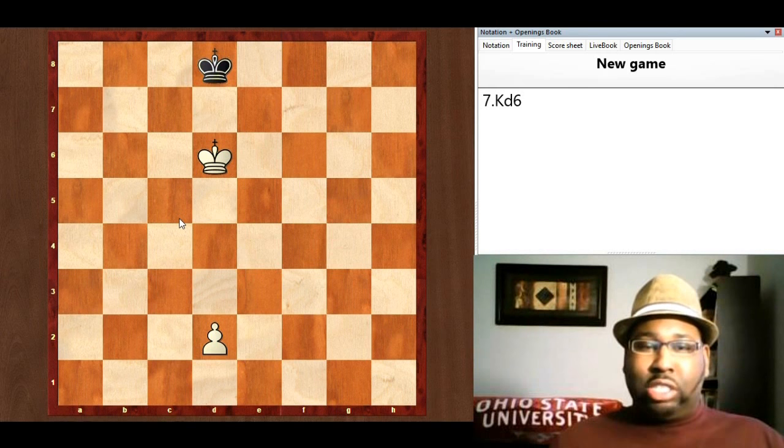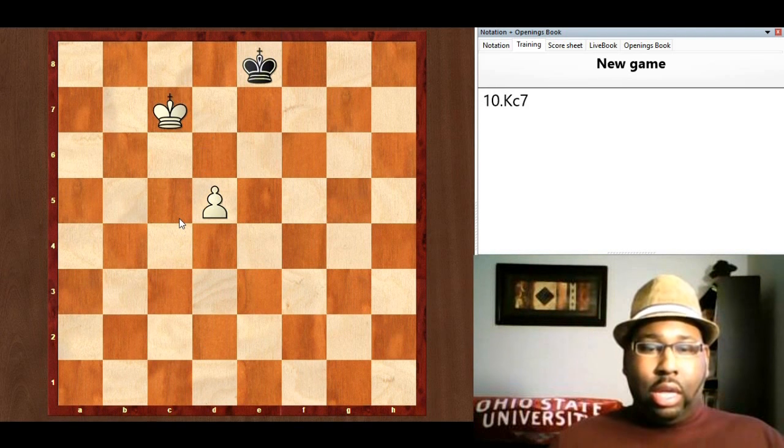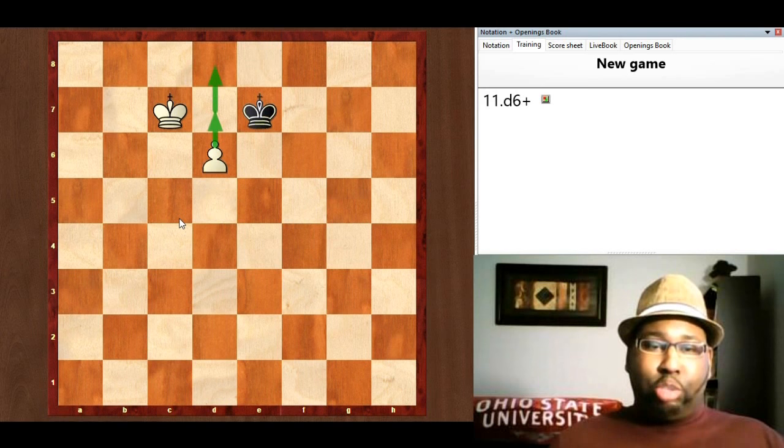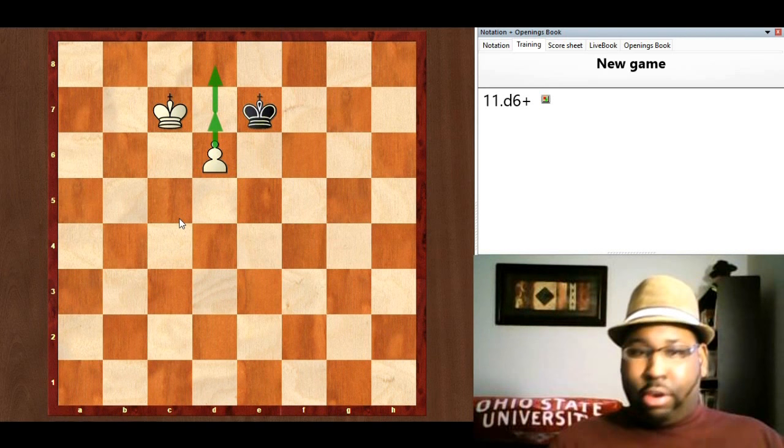Once you get to this position here, you will not lose this part here. So now you can go ahead and advance your pawn up the board, king c7, and then you can just push your pawn and you'll win this game here.